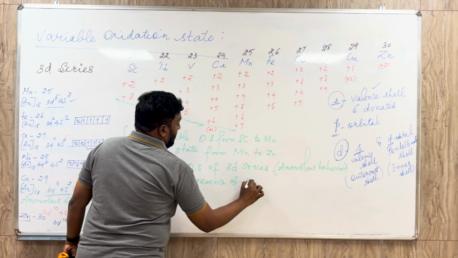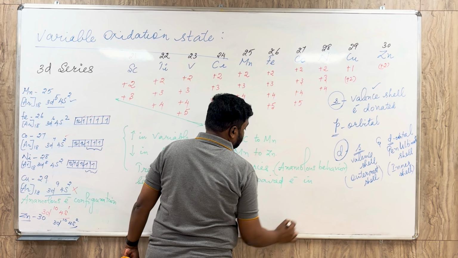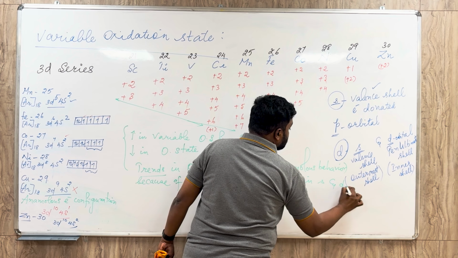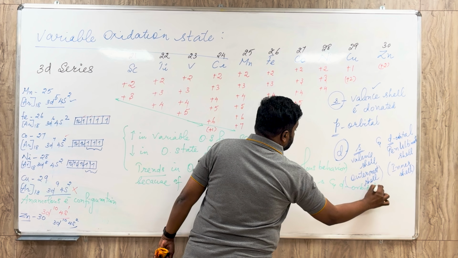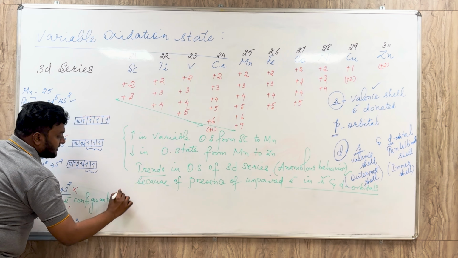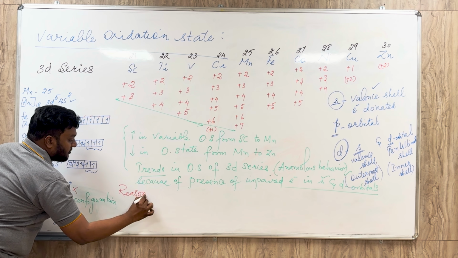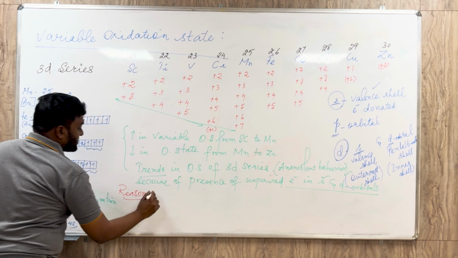presence of unpaired electrons in S and D orbitals. Due to the presence of what? Unpaired electrons. Where does this unpaired electrons are present? Due to the presence of unpaired electrons in S and D orbitals. Now, very important is the reason. What is the reason? Why? This is the question for the examination. Reason why the D block elements exhibit variable oxidation state.